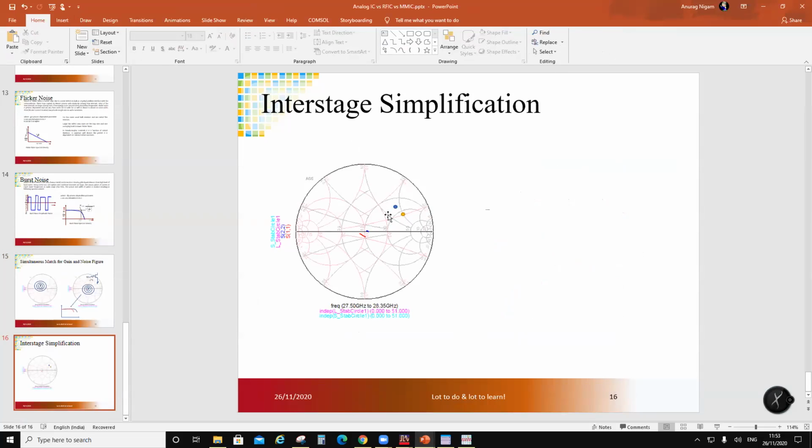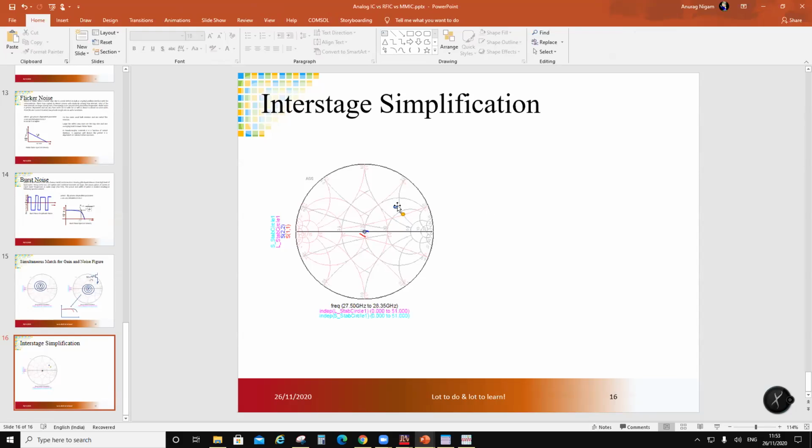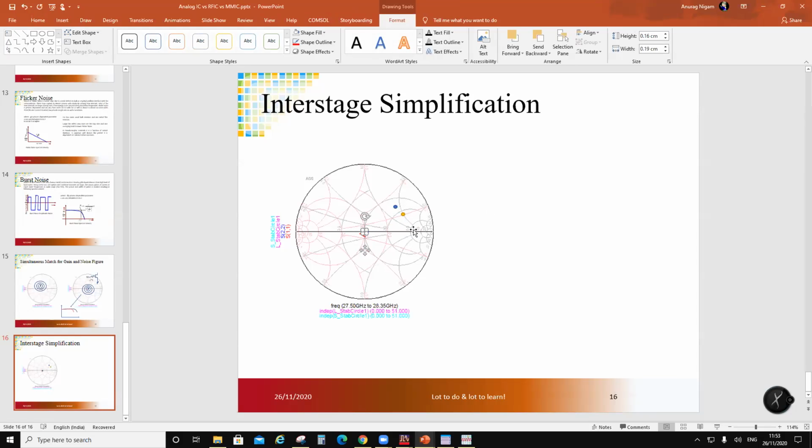But what route did we take? We went from here to here. We went from here to the center, right? So I'll make it dotted and empty, no fill, and that's fine. So we went from here to here, and then from here, we went back to here. So basically, we went through 50 ohm to our other match.